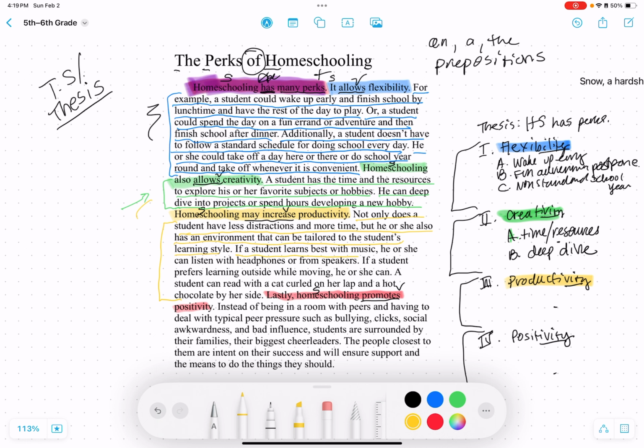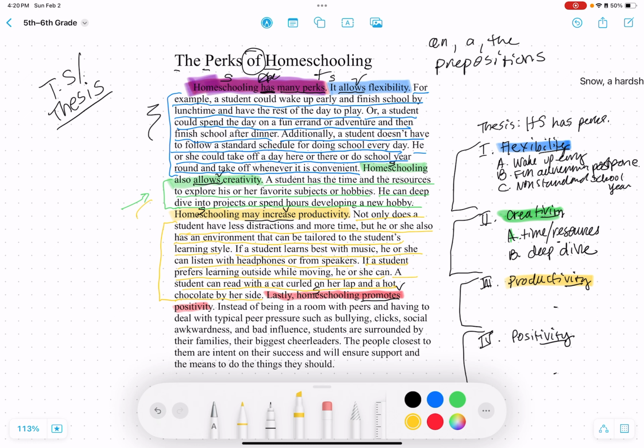If a student learns best with music, he or she can listen with headphones or from speakers. If a student prefers learning outside while moving, he or she can. A student can read with a cat curled on her lap and a hot chocolate by her side. Ooh, doesn't that sound so fun? So all of these are about productivity. What makes a student accomplish more is an environment that's conducive to their learning style.